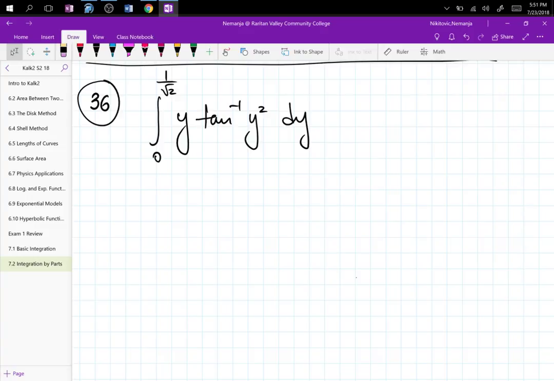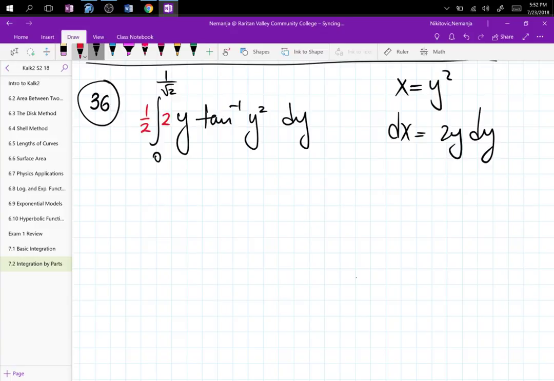The first thing we're going to do is u substitution, but we are going to call it the x substitution because x is equal to y squared. So dx is equal to 2y dy. I don't have a 2, so we'll invent that. And now this integral is equal to 1/2 integral of 2y dy, that's dx. So I have inverse tangent of y squared.